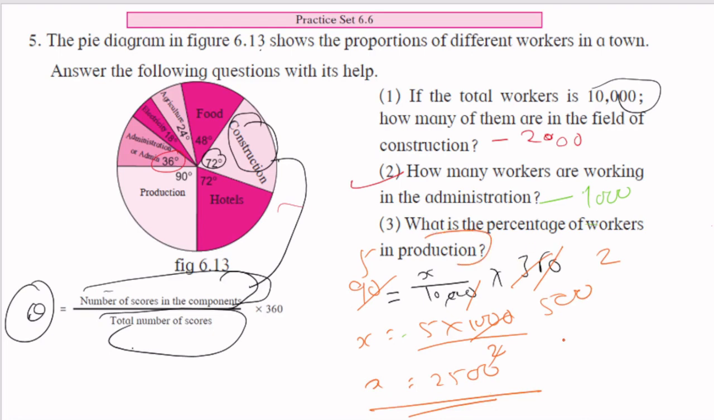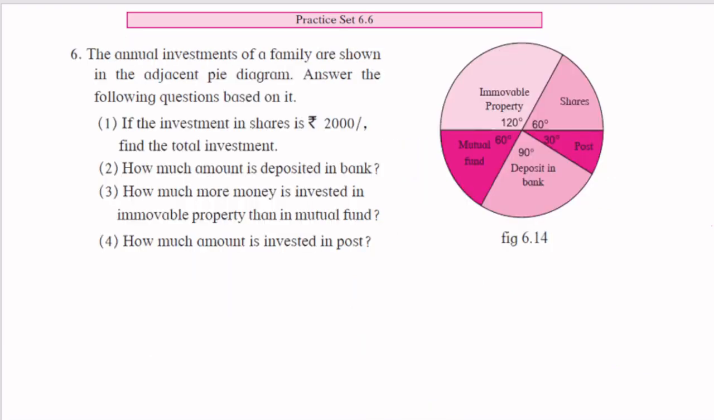Now x, 2500, is the number of workers in production. Now you have to find the percentage. How to find the percentage? 2500 is what percentage of 10,000. I am sure you know how to calculate the percentage, but here I can write 2500 divided by 10,000 into 100. This is where you can find the percentage. You can cancel a lot of stuff. So 100 remains, and if you cancel 20 again, it will be 25%. So the answer to this will be 25%. Our concept is good, so that's the reason we are able to find the answer very quickly and without much effort. Let's jump to question number 6.